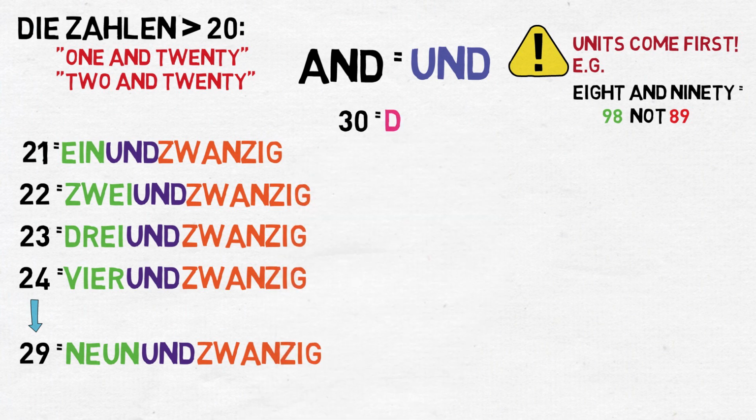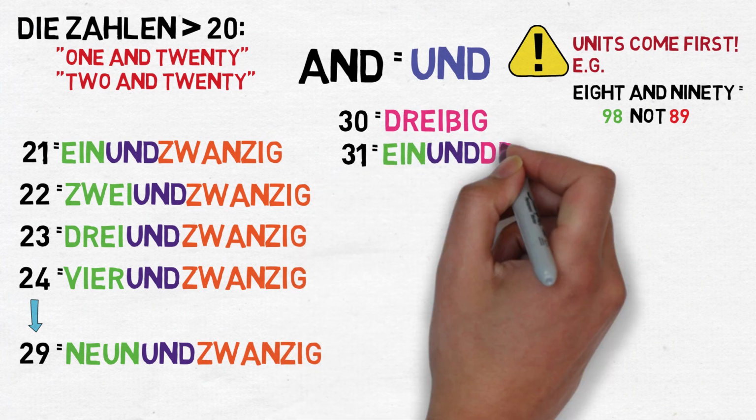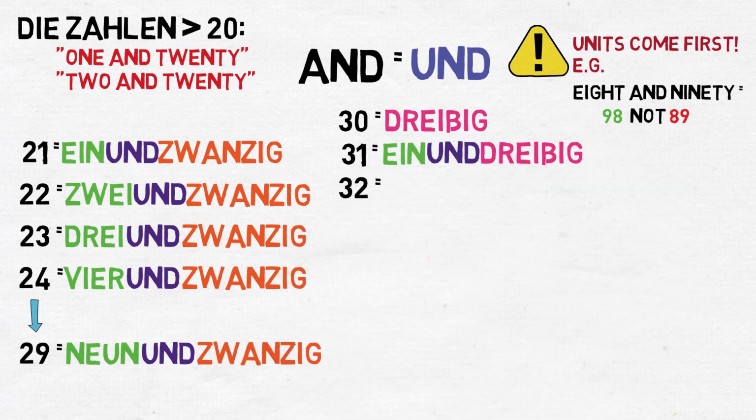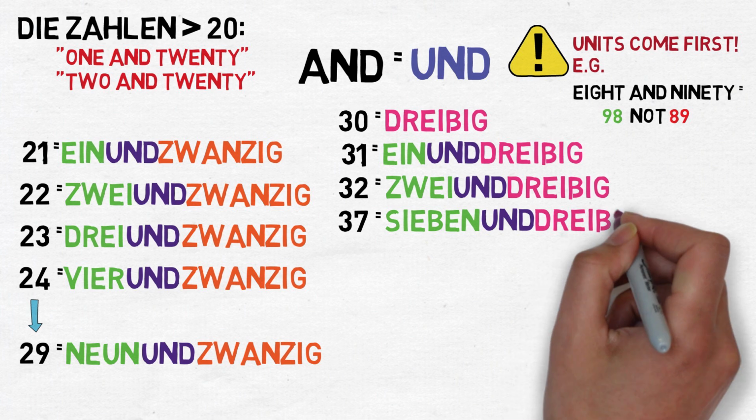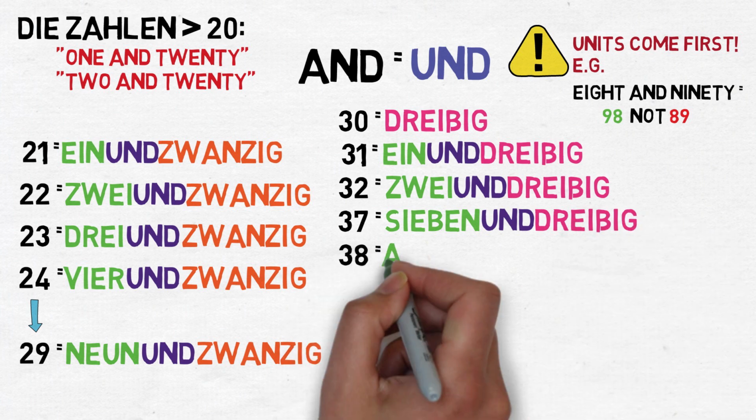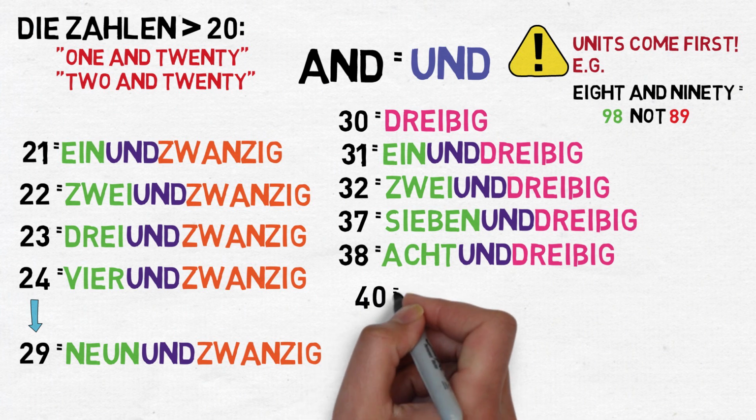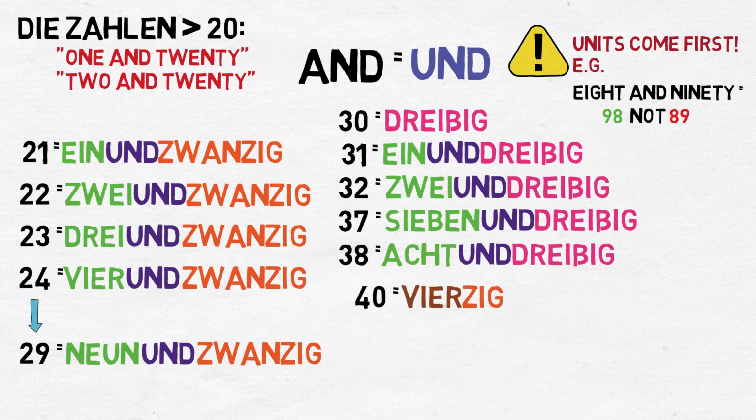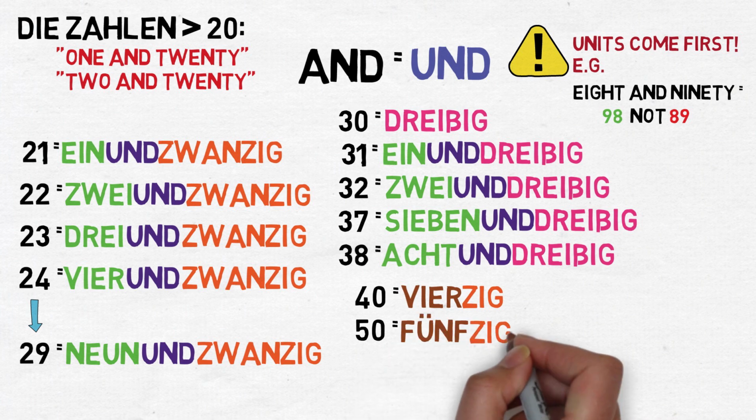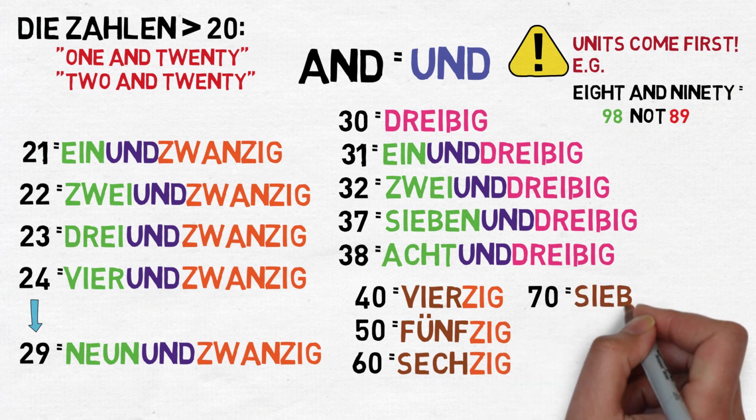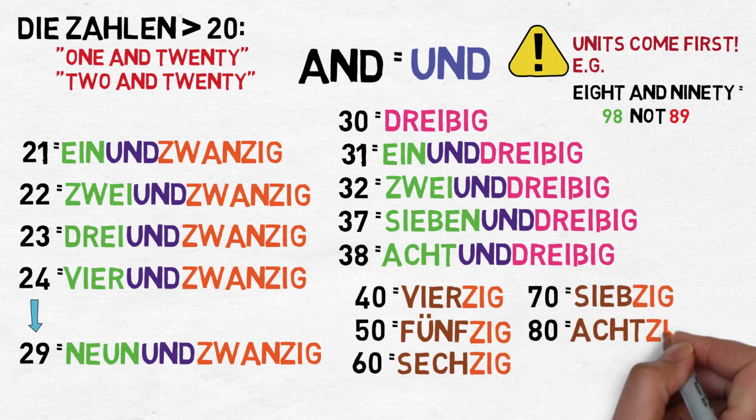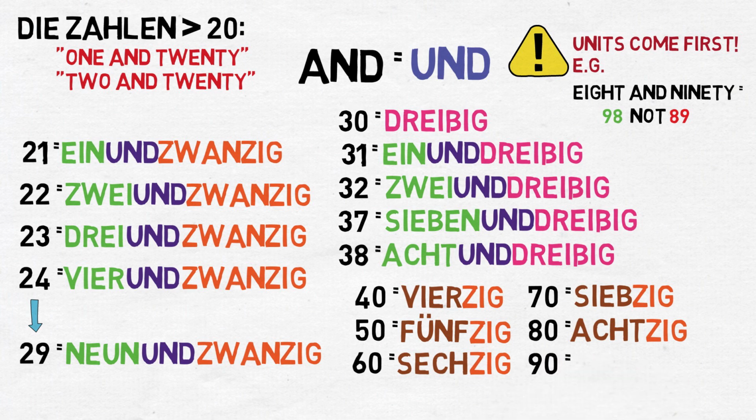For 30, we say 30. Then we go again. 1 and 30, 31, 2 and 30, 32, 7 and 30, 37, 8 and 30, 38, up to 40, which is 40, and then the same up to 50, which is 50. 60 is 60, 70, 70. 80 is 80. 90 is 90. And 100 is 100.